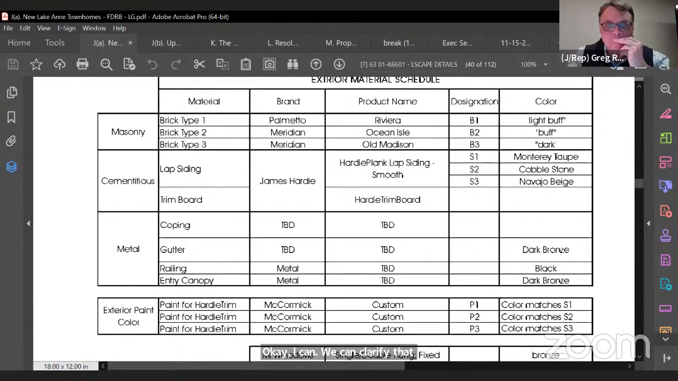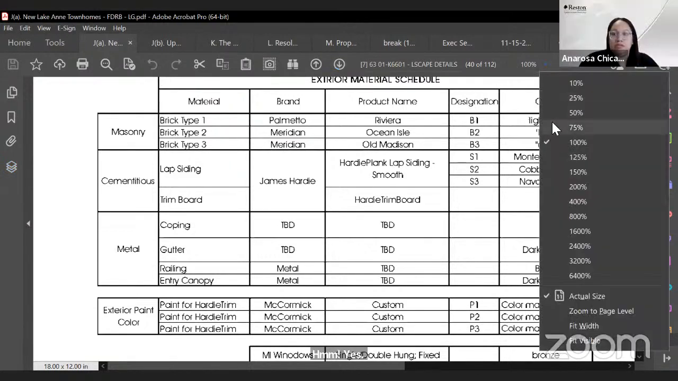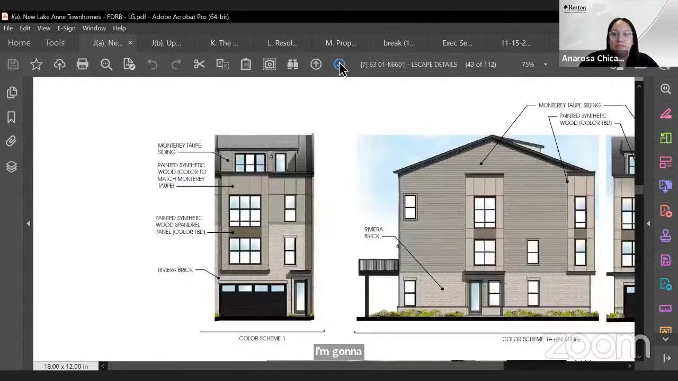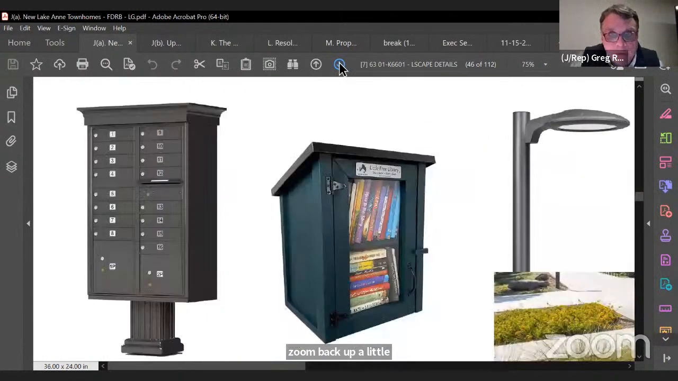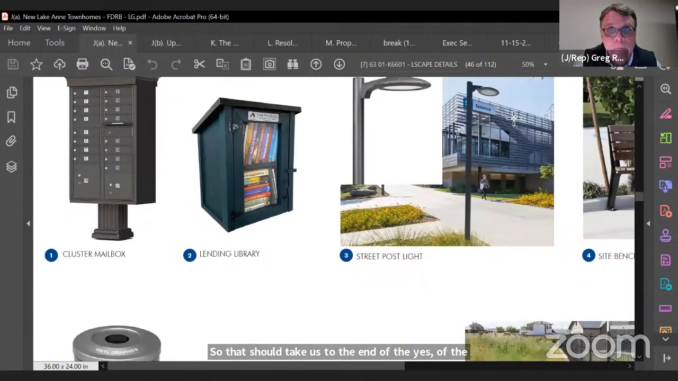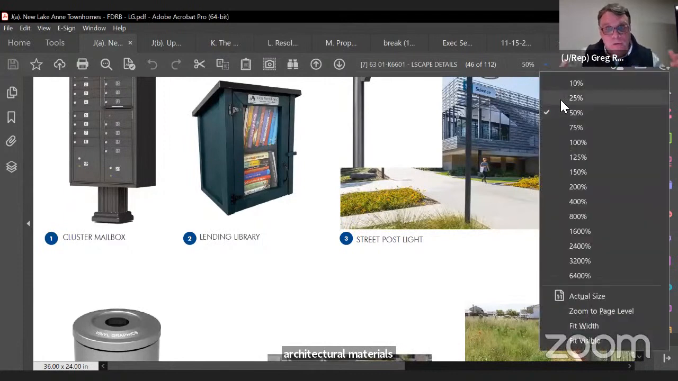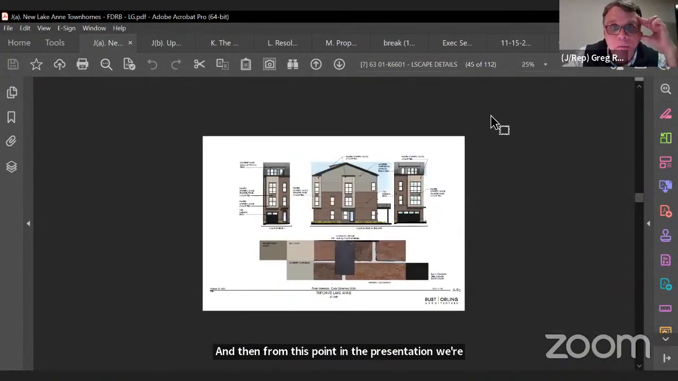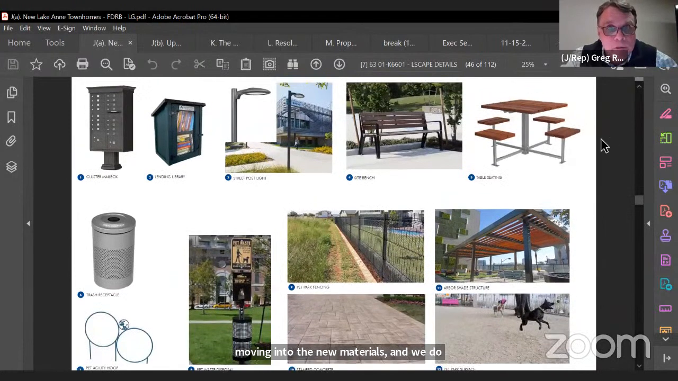Would you like me to move to the next slide? Yep, keep going. Yes, please. I'm going to zoom back out a little bit. So that should take us to the end of the architectural materials. From this point in the presentation, we're moving into the new materials that we did not review with you in September. So this is the site amenity areas, furnishings and finishes. I'd like to introduce Joe Plumpy, our landscape architect with Studio 39, and Joe can help talk through some of these details.